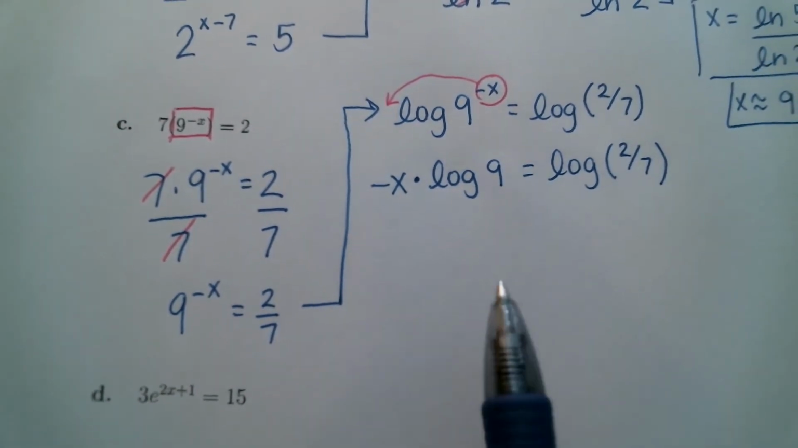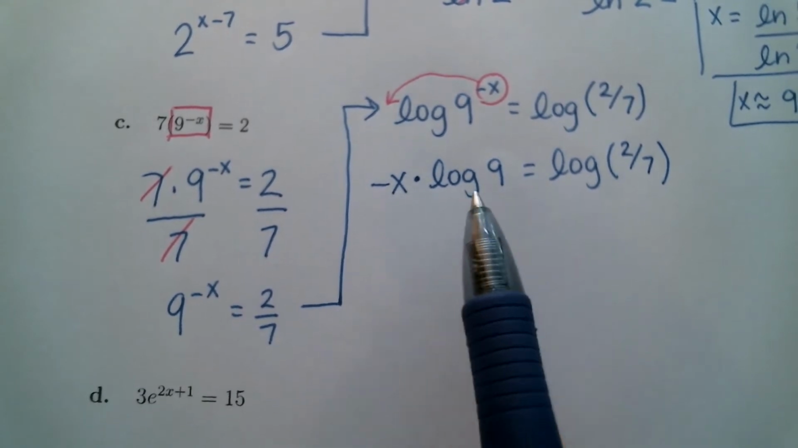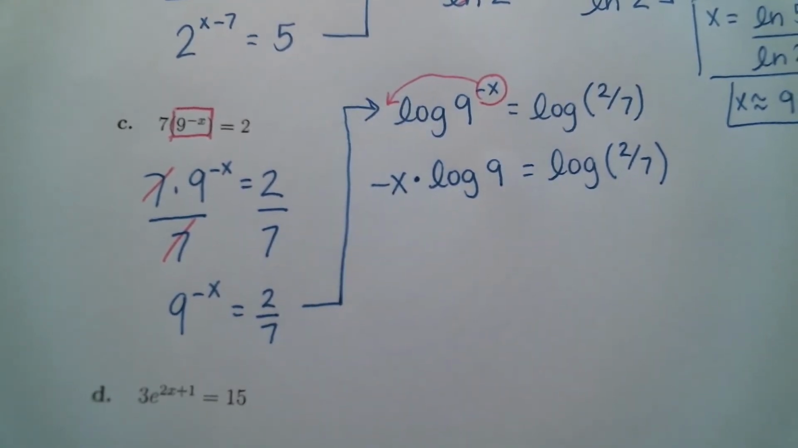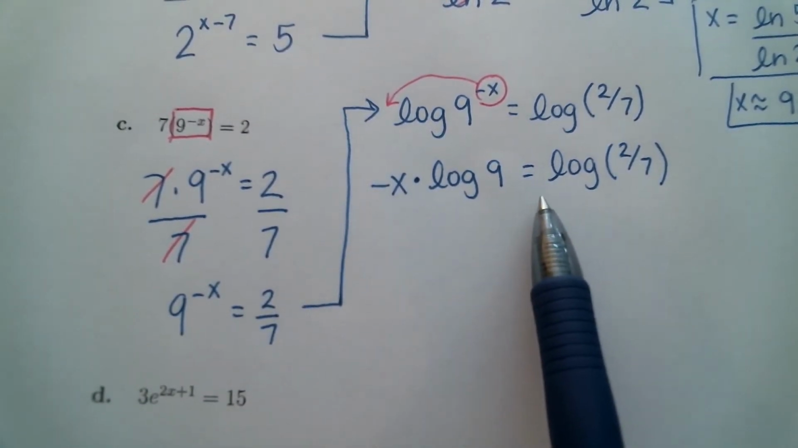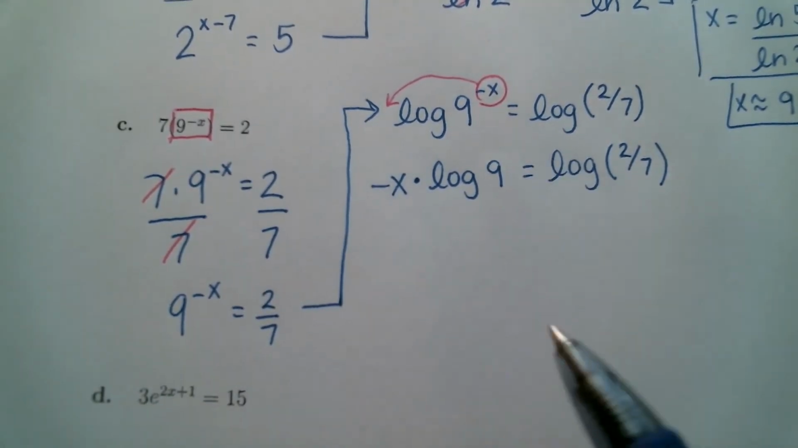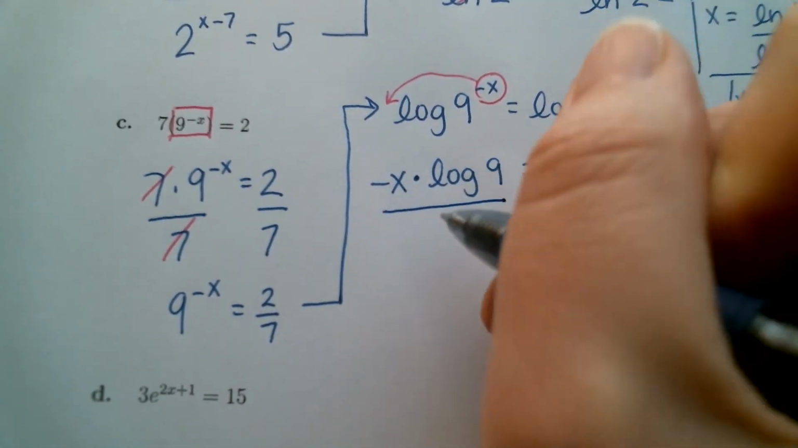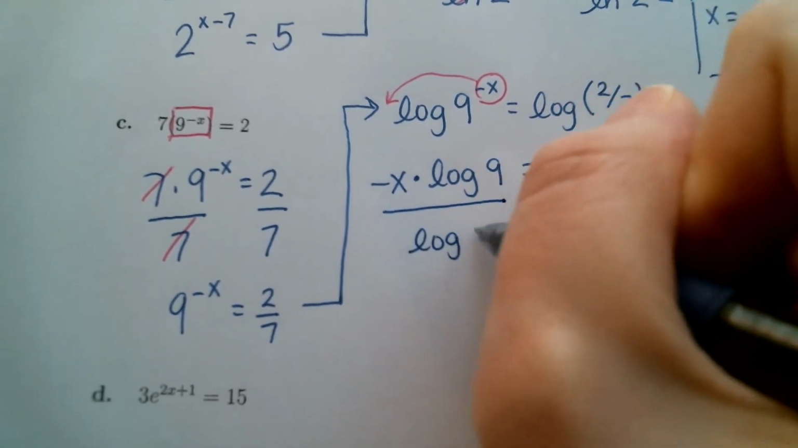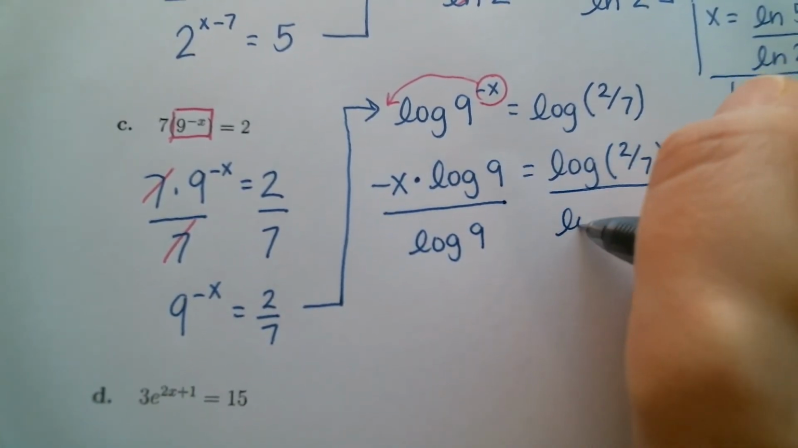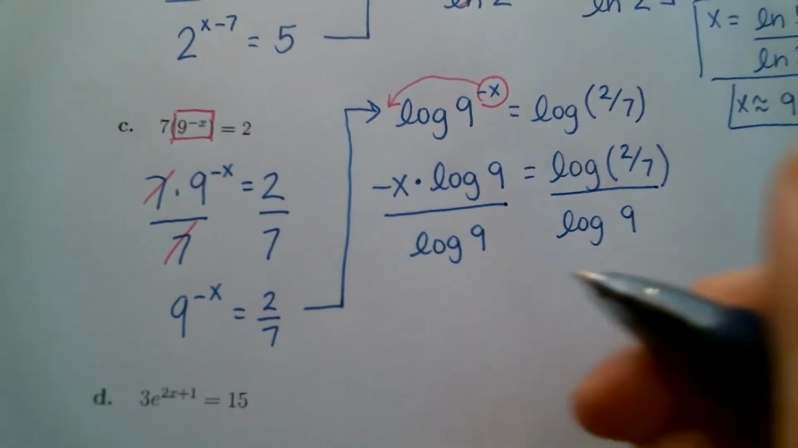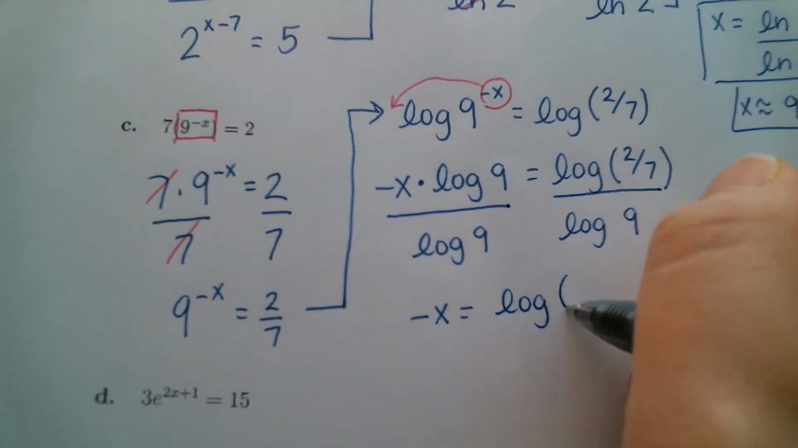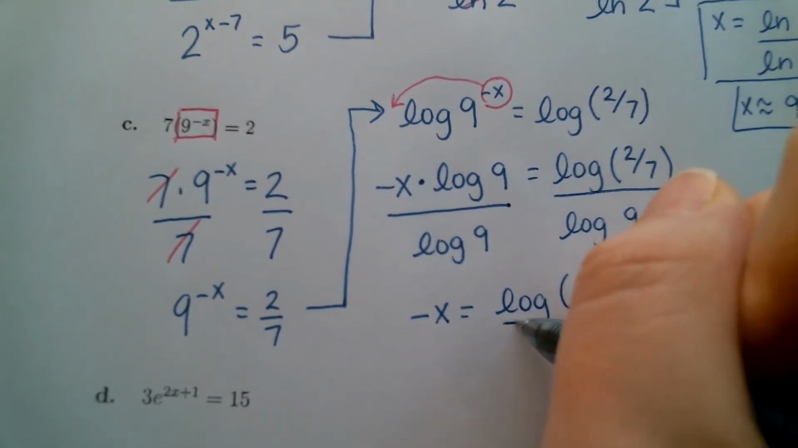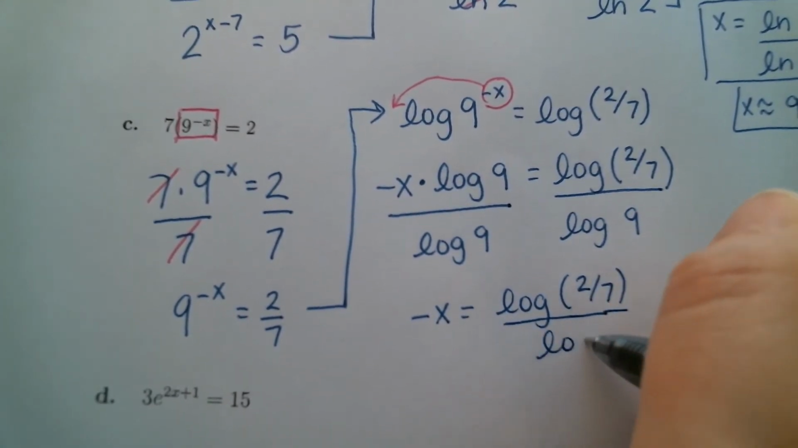If you were to use your calculator, the log of 9 is going to be some decimal, and the log of 2/7 is going to be some decimal. So you've got negative x times a number is equal to a number. If you want to get x by itself, we'll go ahead and solve for negative x. We're going to divide off this log of 9. Whatever you do to one side, you have to do to the other. So we're going to get negative x is equal to the log of 2/7 over the log of 9.